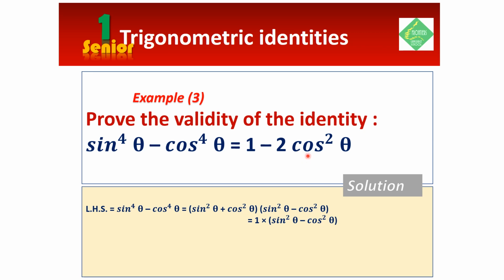But here I have at the right hand side cosine, not sine. So I will replace sine square by 1 minus cosine square. Why? From the equation of the unit circle. So it will be replaced by 1 minus cosine square theta, and the minus cosine square remains as it is. And here I have the same function. Yes, I will take 2 as a common factor. It will be 1 minus 2 cosine square theta, and it will be equal to the right hand side. So the proof is done.